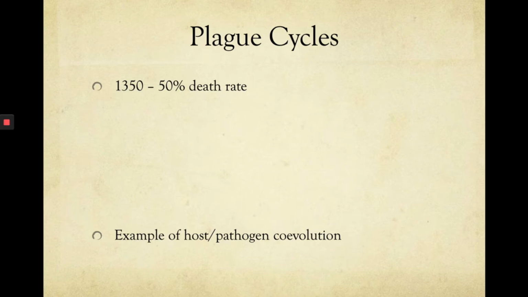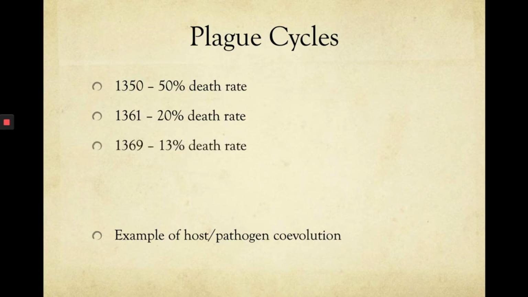Now, plague recurs. In 1361, we see a recurrence of the plague, and that time there's a 20% death rate. In 1369, another wave of plague, a 13% death rate. 1375, 1390, 1399, 1405, etc. We see these waves of plague happening again and again. Now, each time, we generally see a decrease in death rate. There are occasions where the death rate goes back up. We get a plague in the 1470s where we have about 20% mortality. But at the same time, generally each one is less severe than that initial wave of plague.